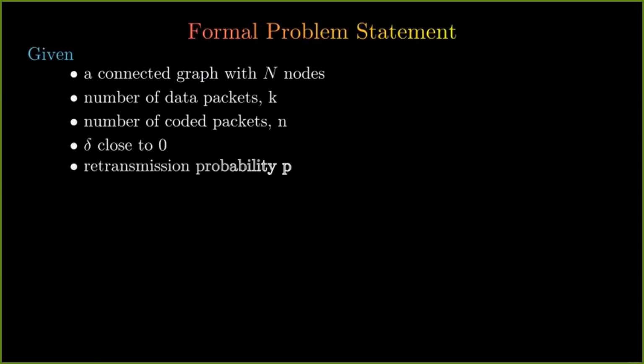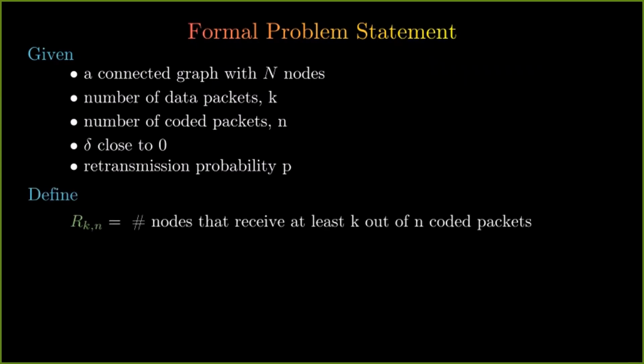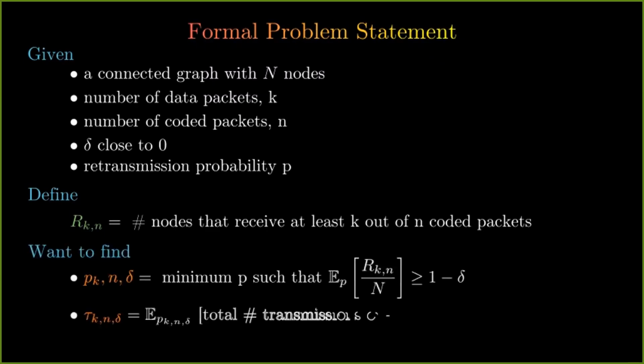More formally, the problem statement looks this way. We are given a graph with n nodes, with the k data packets being encoded into n coded packets by the source. We are given a delta close to 0 and a retransmission probability p. Let us define R_k,n to be the number of nodes that receive at least k out of the n coded packets. Since we are interested in the broadcast problem, we are basically interested in the minimum forwarding probability such that the expected fraction of successful receivers is at least 1 minus delta.